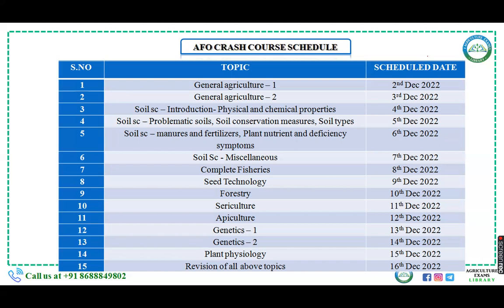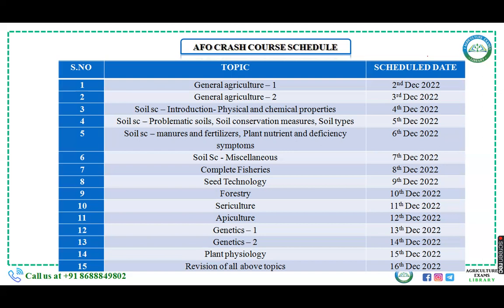9th December, complete seed technology. 10th December, complete forestry. 11th December, complete sericulture. 12th December, complete apiculture. On 13th and 14th December we'll discuss genetics and plant breeding, 15th December there will be plant physiology, and on 16th December we will have the revision of the above topics. Again we'll give you a gap for the last minute preparation of the prelims examinations.